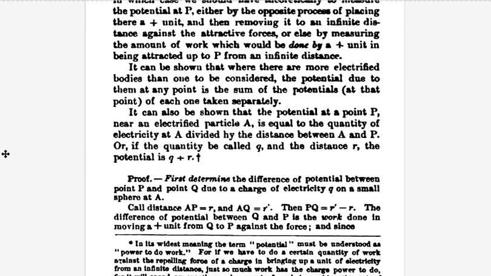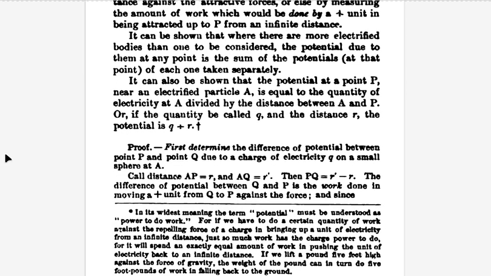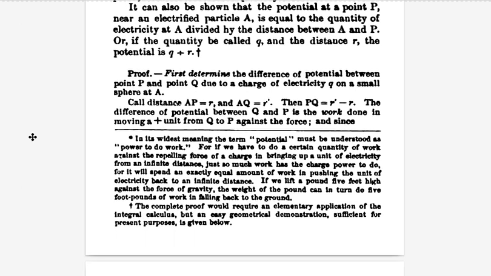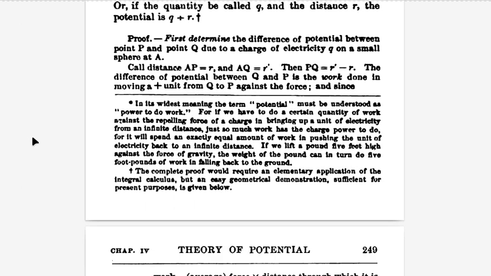It can be shown that where there are more electrified bodies than one to be considered, the potential due to them at any point is the sum of the potentials, at that point, of each one taken separately. It can also be shown that the potential at a point P, near an electrified particle A, is equal to the quantity of electricity at A divided by the distance between A and P. Or, if the quantity be called Q, and the distance is r, the potential is Q divided by the distance, r. Proof. First determine the difference of potential between point P and point Q due to a charge of electricity G on a small sphere at A.